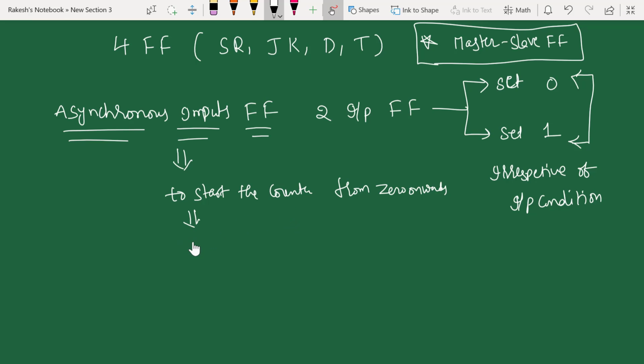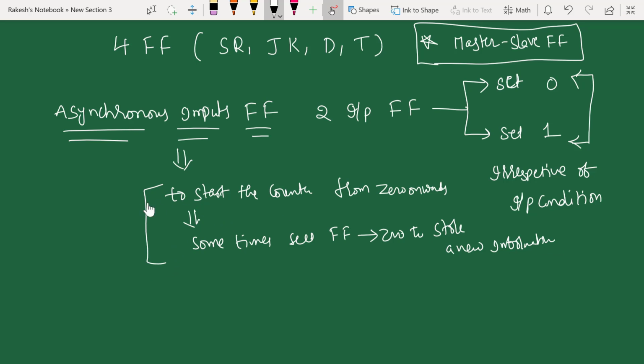And also sometimes we need to set flip-flop output to 0 to store a new information also. So there are other applications. These are the two applications.